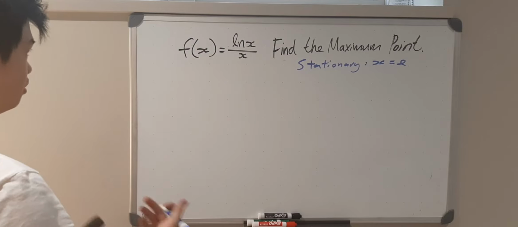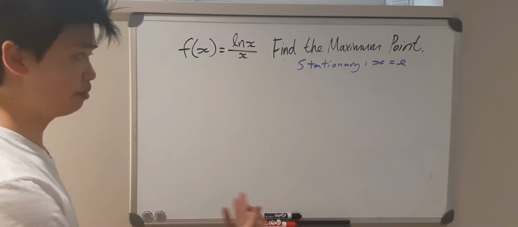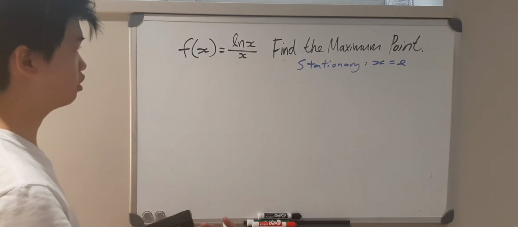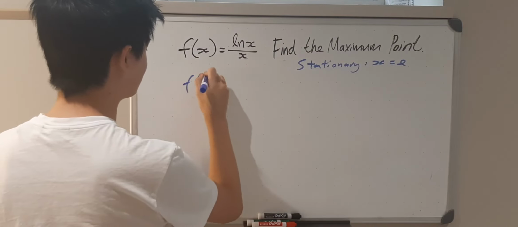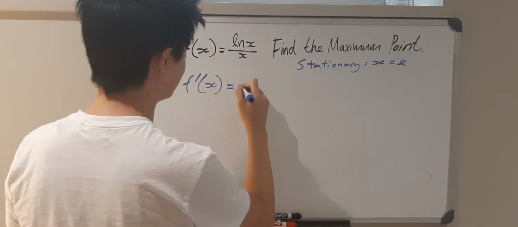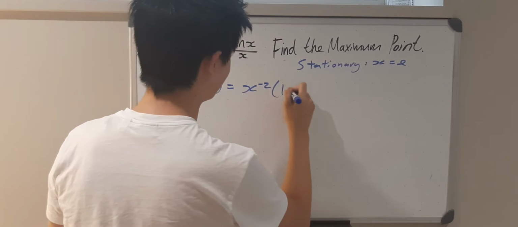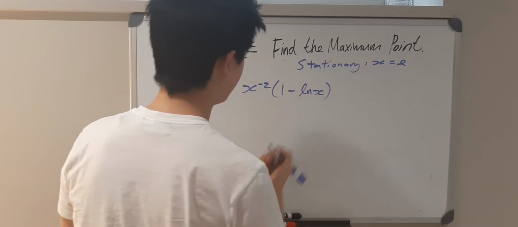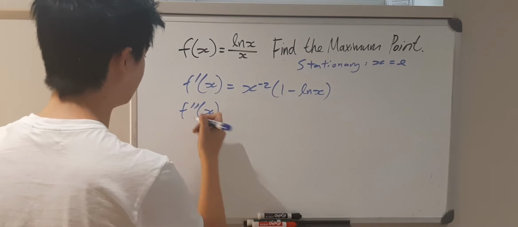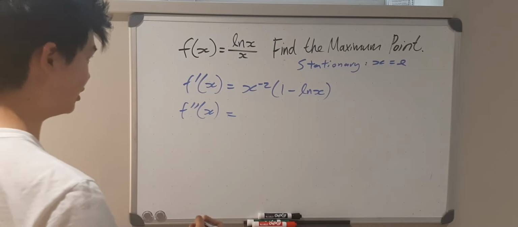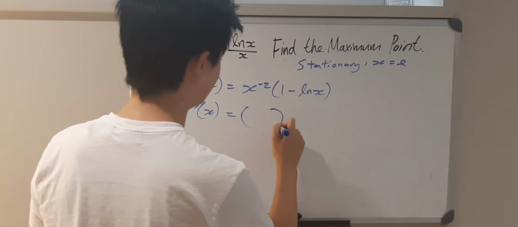Now we have to confirm that it's not a minimum point, that it's a maximum point. So I'm going to take the second derivative. I believe our first derivative was something like this. Now we can find f double prime of x. Let's apply the product rule.